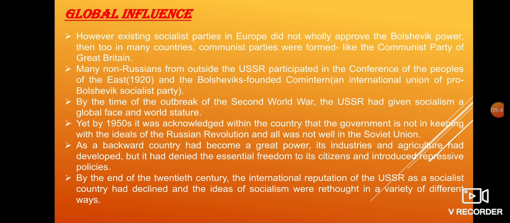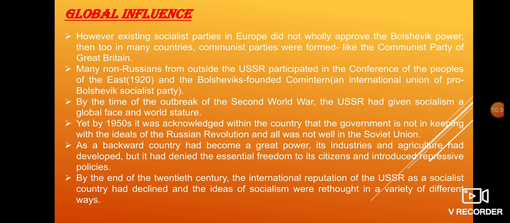However, existing socialist parties in Europe did not wholly approve the Bolshevik power. Then, too, in many countries, communist parties were formed, like the Communist Party of Great Britain. Many non-Russians from outside the USSR participated in the Conference of the People of the East, and the Bolsheviks founded Comintern. Comintern means an international union of pro-Bolshevik socialist parties. By the time of outbreak of the Second World War in 1939, the USSR had given socialism a global face and world stature.